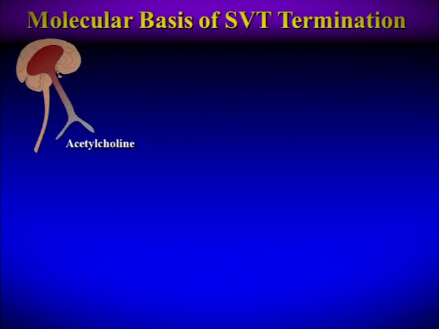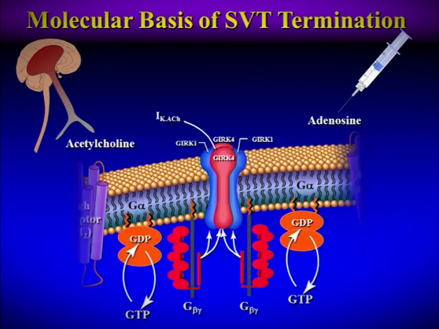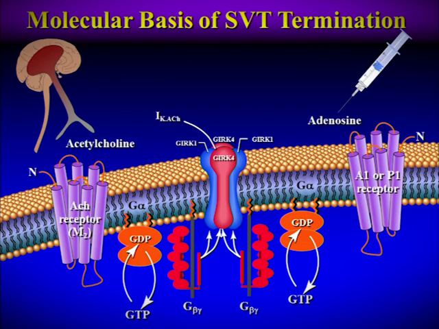That's what the vagotonic maneuvers are doing when we turn on the vagus nerve and release acetylcholine, the neurotransmitter, or whether we're using adenosine pharmacologically, they are binding to their respective receptors, acetylcholine to the M2 muscarinic receptor, adenosine to the purinergic receptor.